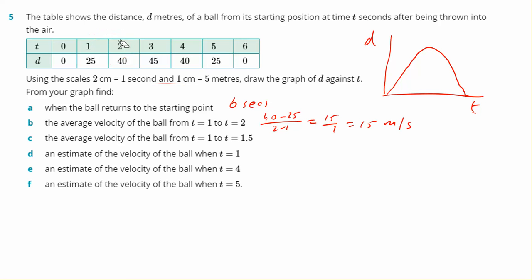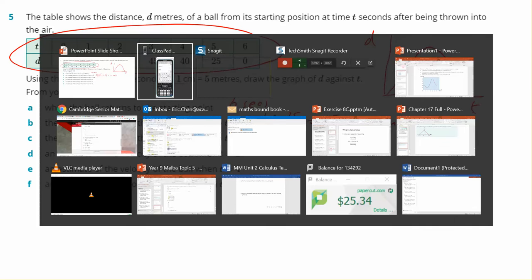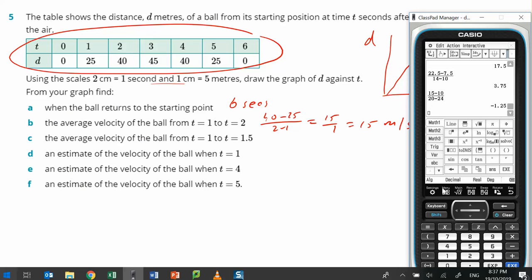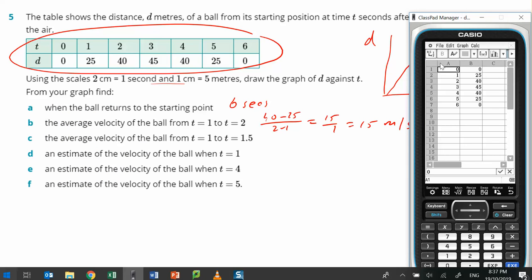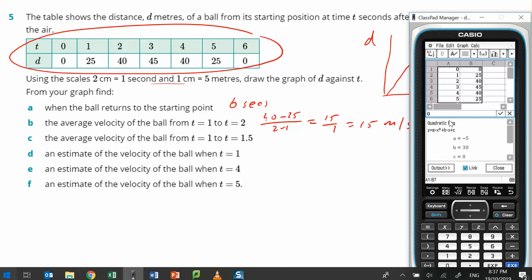Uh-oh, we've got a problem. We don't know what 1.5 is. Okay, but we've got a table. I can use the regression tool on the CAS. So you go to spreadsheet. I've typed in the numbers. You can go calc, regression, quadratic regression, get the equation. Oops, need to remember to highlight. Regression, quadratic regression. So negative 5x squared plus bx.